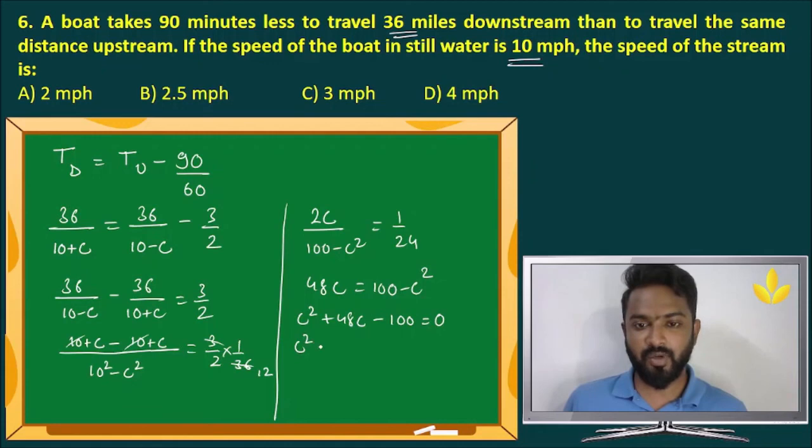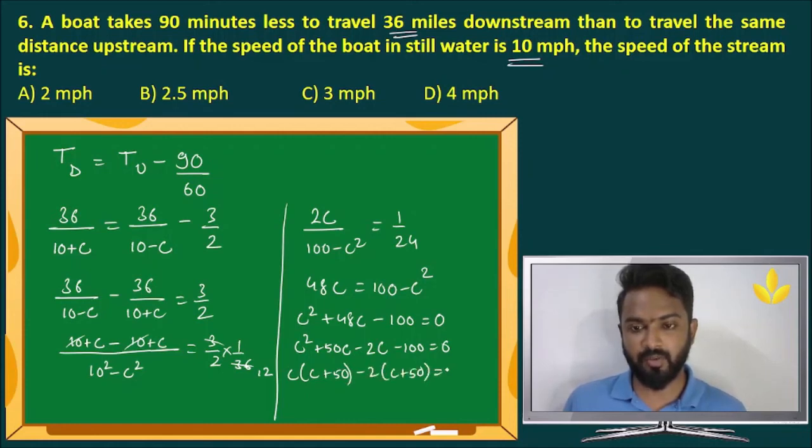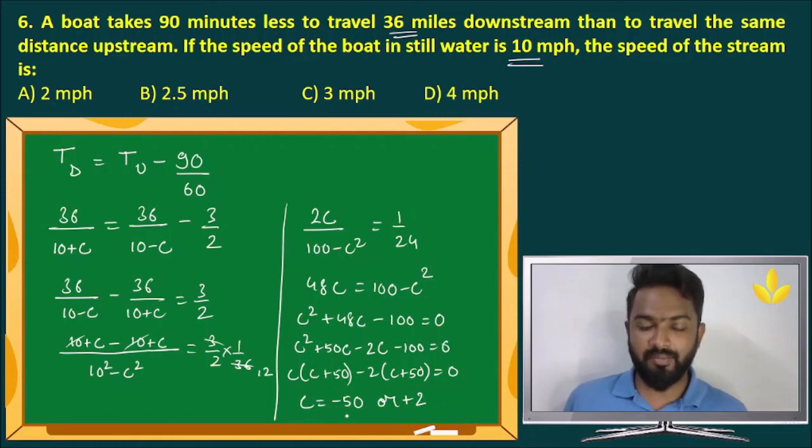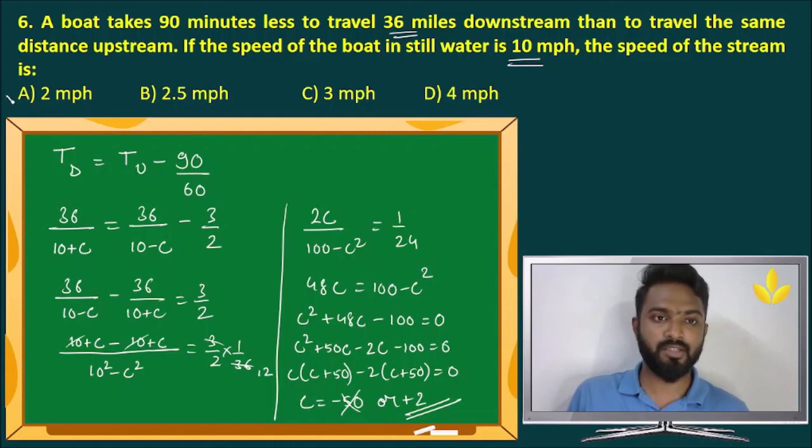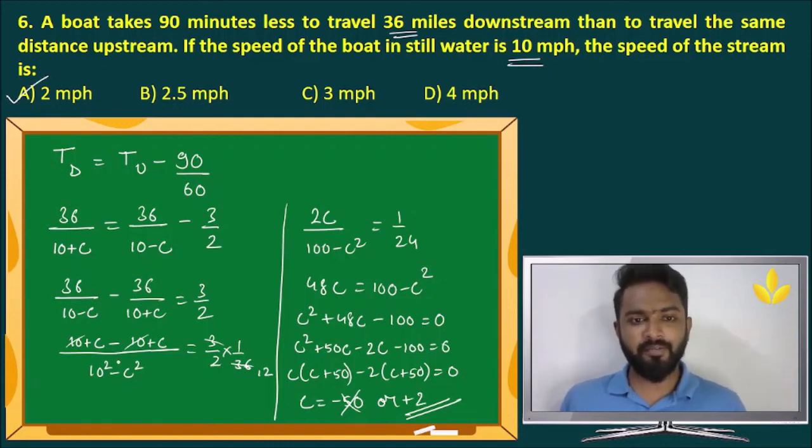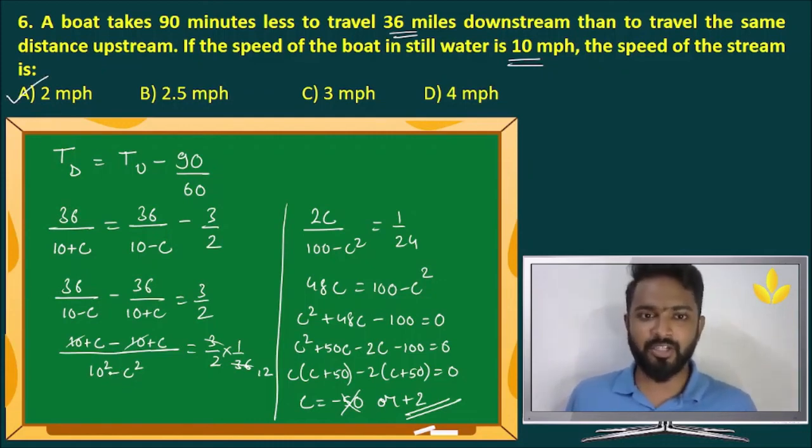So we have C square plus 50C minus 2C minus 100 equals 0. So C common, C plus 50 minus 2 common, C plus 50 equals 0. So C is nothing but minus 50 or plus 2. Obviously minus 50 cannot be a speed, so the answer is plus 2. Answer is A. So the only difficult part about this question is the quadratic equation. Other than that, the concept is pretty much same.